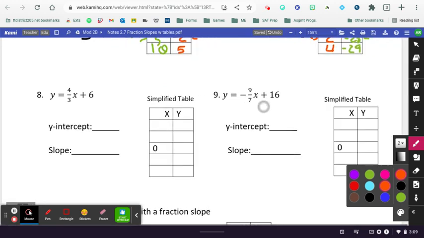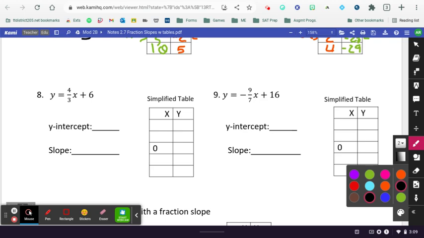Now, your 8 and 9, if you got a paper from me, might be different. Because if you realize, your 8 and 9 might be the same as 6 and 7. So please change 8 and 9 to these problems here. I'll help you get started, but I want you to try these on your own.